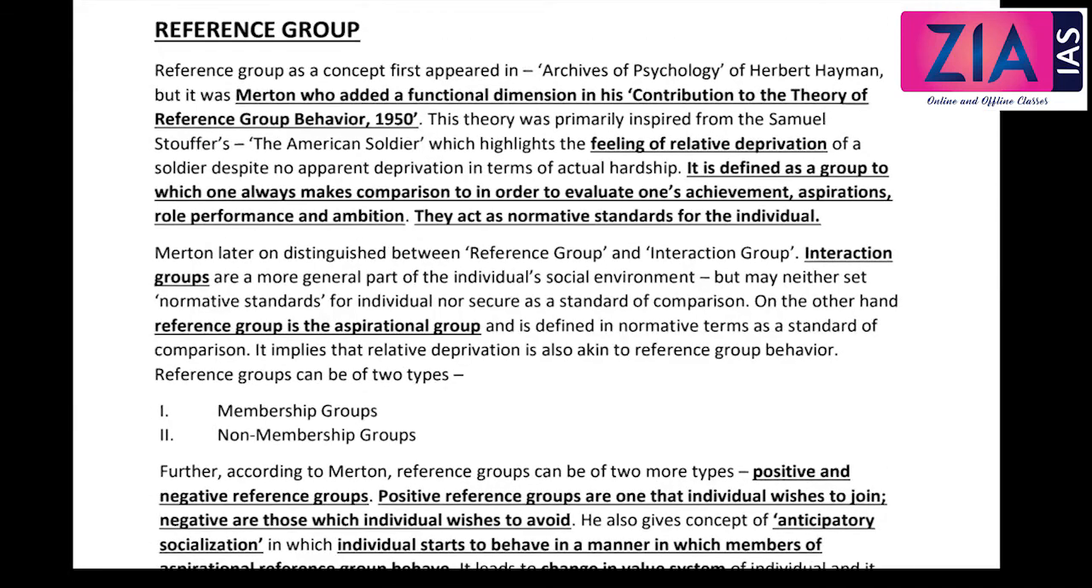Okay, guys. So we will start with this concept which we missed out in Merton, that is reference group. Reference group is actually, you can understand it in this way, the group in which you want to become a member. Like for example, right now you are aspiring for IAS or IPS, or these civil services. So this group is actually your reference group and you want to be a member of that group. That's the idea of reference group.